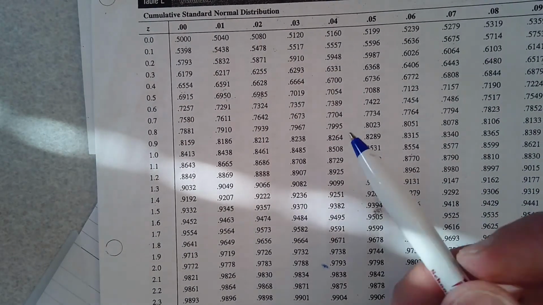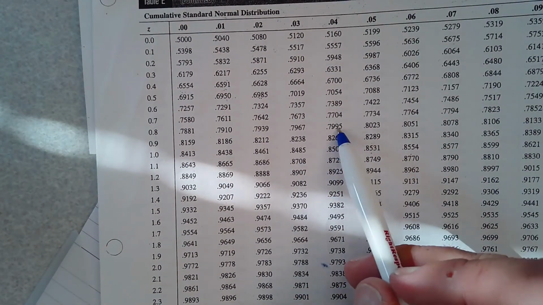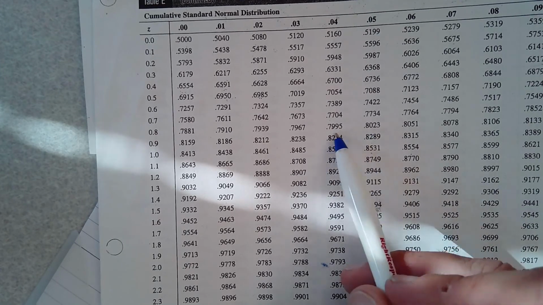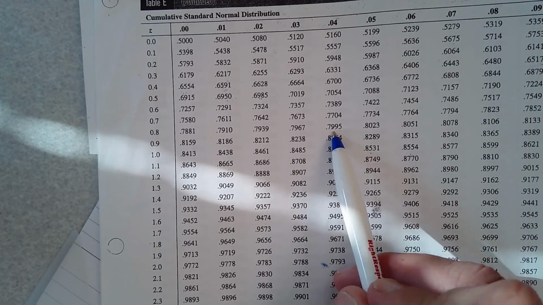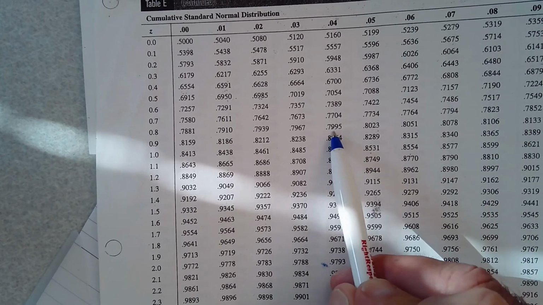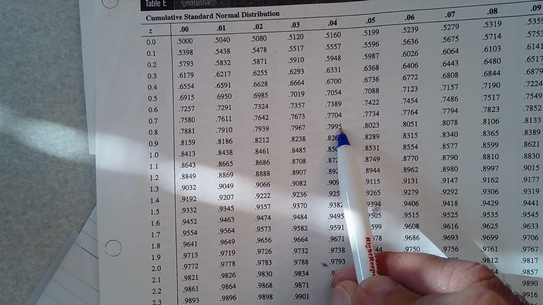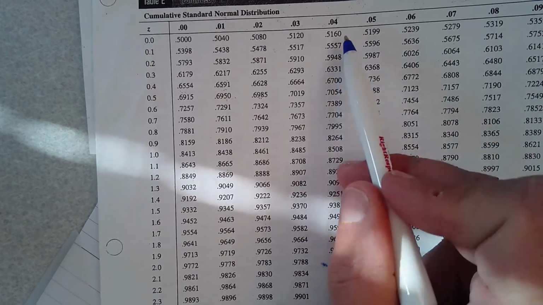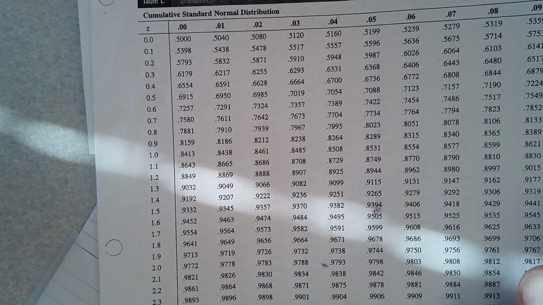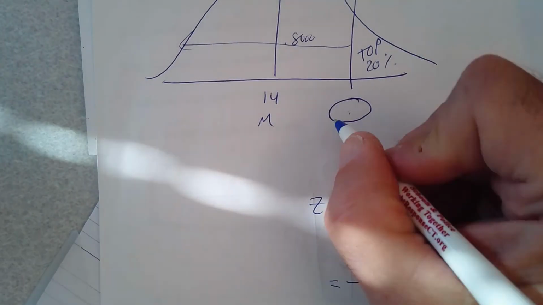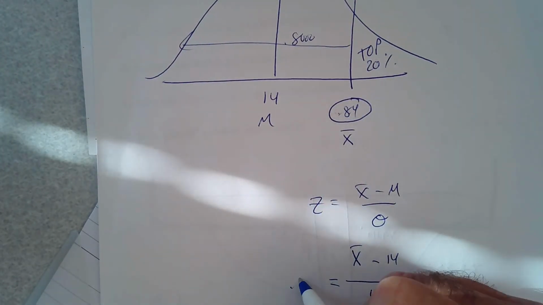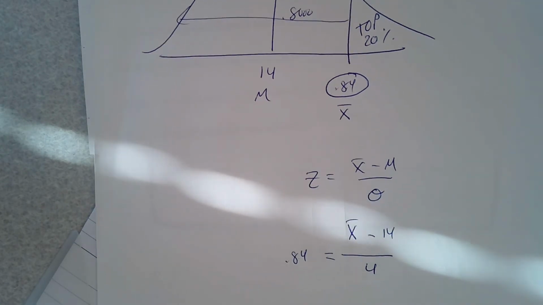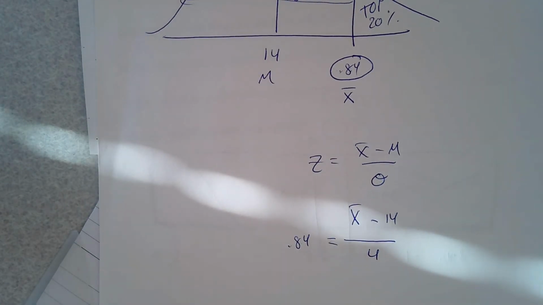So go back to your table. I'm going to look for 0.8000. I'm not going to find 0.8000, but I am going to find 0.7995. I'm going to find 0.8023. Well, this value is the closest, so I'm going to take this value to find the z-score. If I go across, it's 0.8, and if I go up, it's 0.04. So 0.84 is going to be that z-score. Now you can solve this problem.